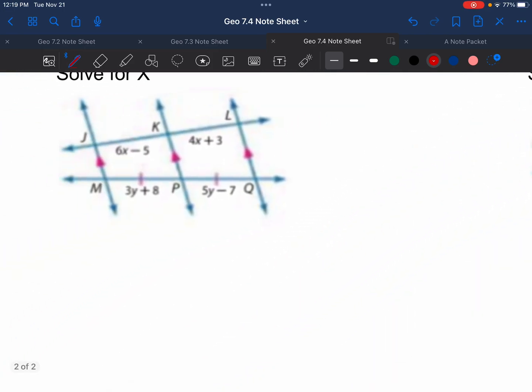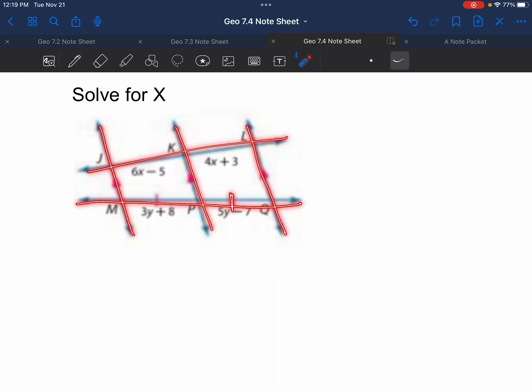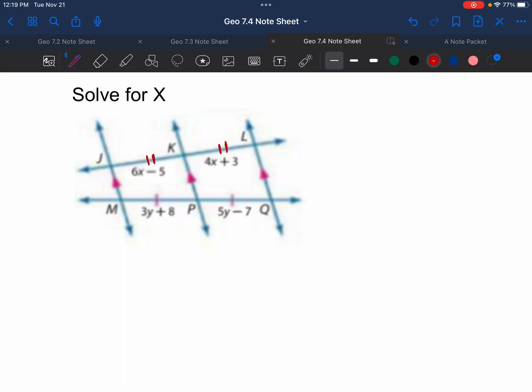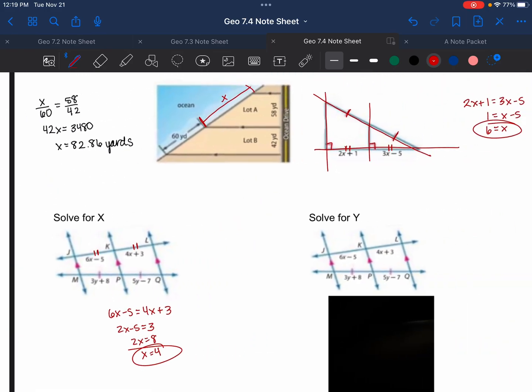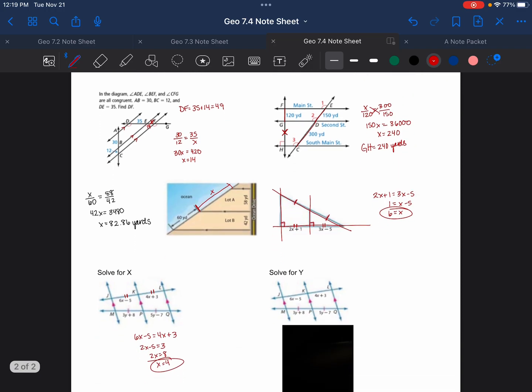All right, just a couple more. We're going to solve for x. We have three parallel lines cut by two transversals, and one transversal is cut into congruent parts, meaning the other one is as well. So that means 6x minus 5 equals 4x plus 3. So 2x minus 5 equals 3. 2x equals 8. X equals 4. And that was using the congruent parts of parallel lines.